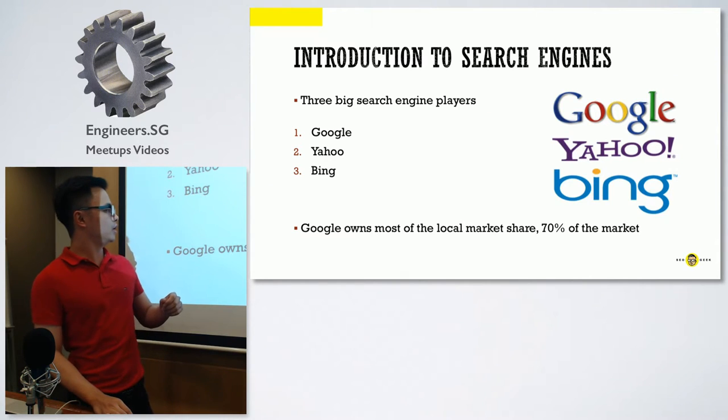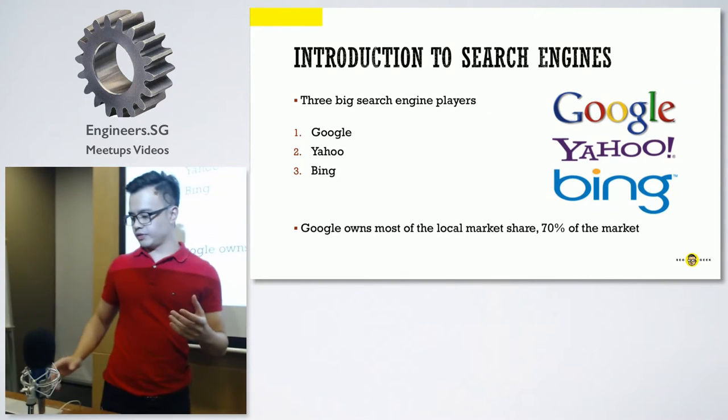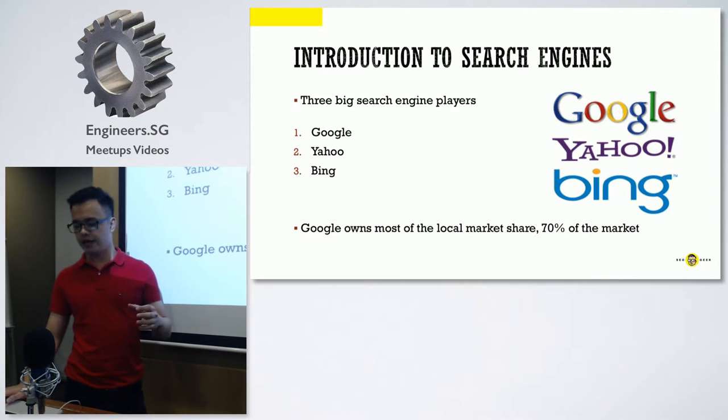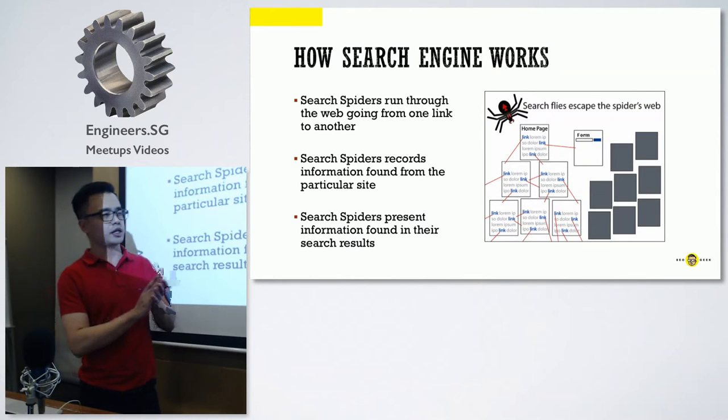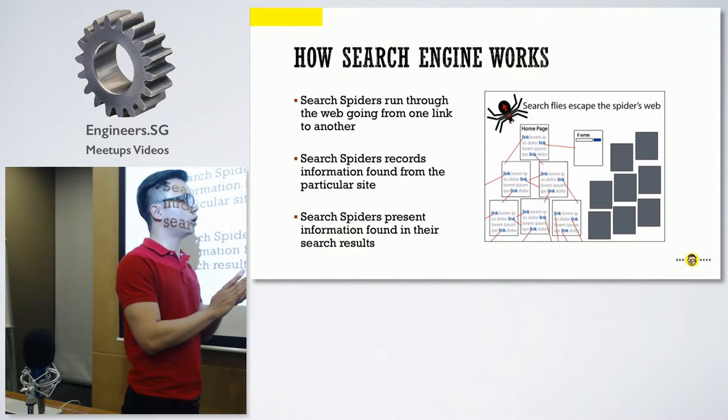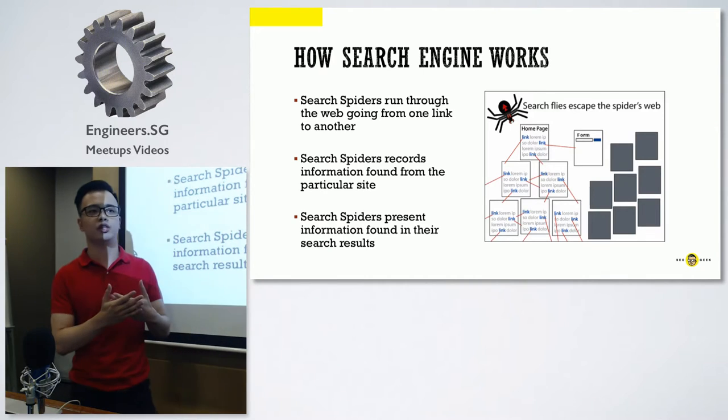Okay, where was I? Google right now owns about 70% of the local market, and I'll be sharing more on Google SEO. That'll be the bigger part of this. So how do search engines actually work? I will do a quick introduction and explanation of how it works.